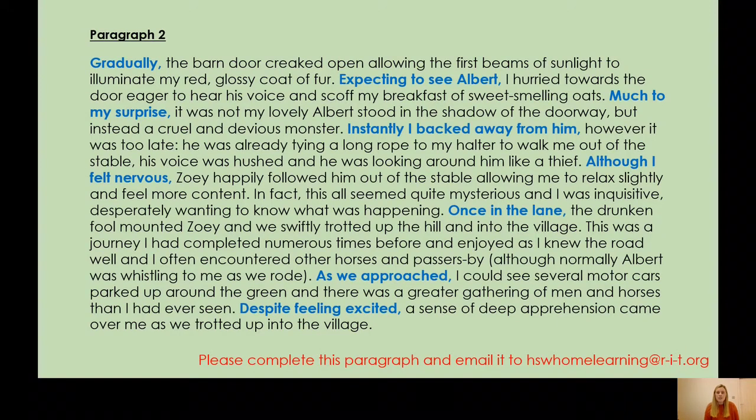As you can see, some words have been written in blue. These are our sentence openers. We really want to focus on ensuring we have a variety of sentence openers, not everything starting with I did this, then I did this. We want to include some fronted adverbials, some conjunctions to really keep our readers engaged.